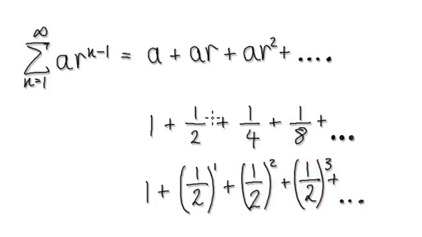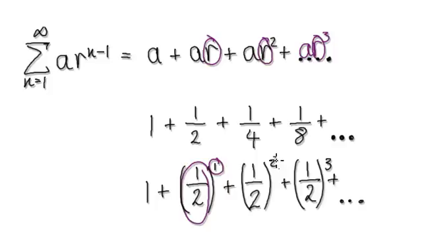The whole point of a geometric series is that you've got a common ratio. The next one will be a r to the power of 3. So here you've got a common ratio, but then each time it gets powered up by 1. So to the power of 2, to the power of 3, and so on.